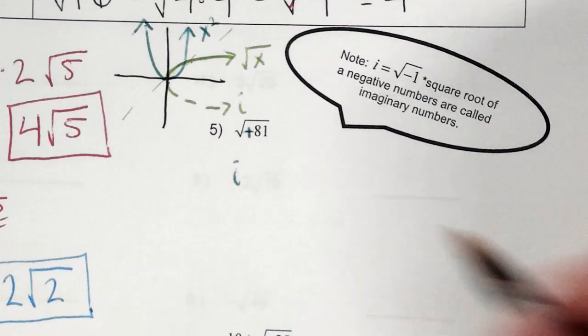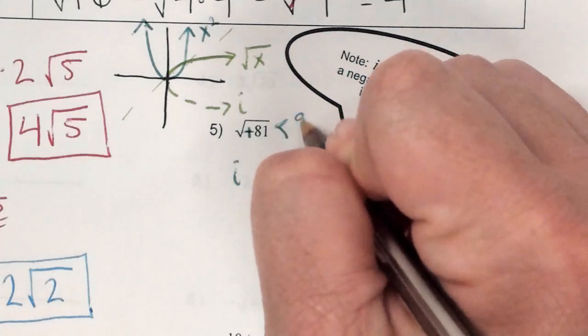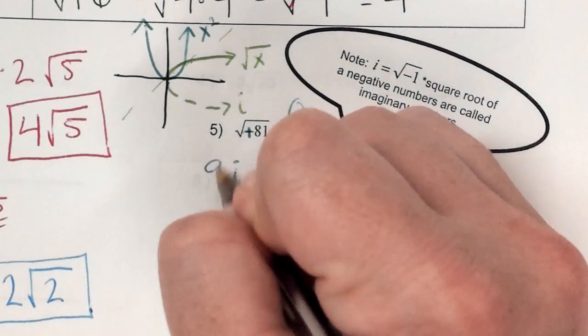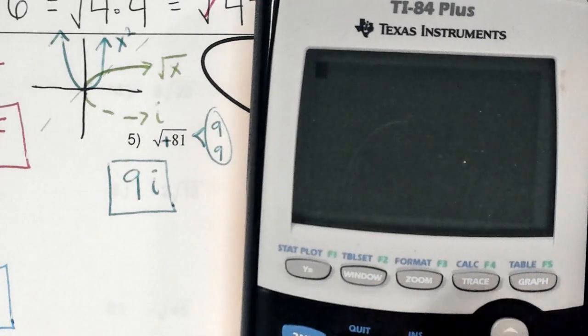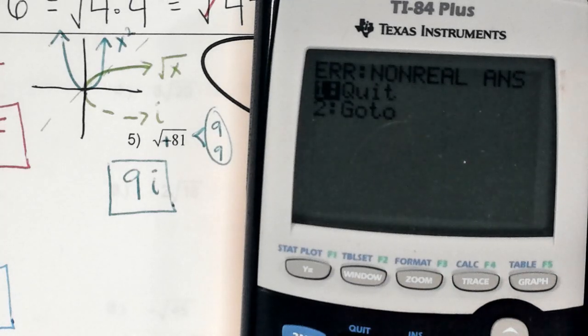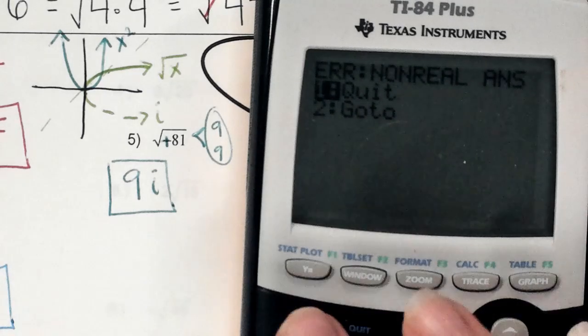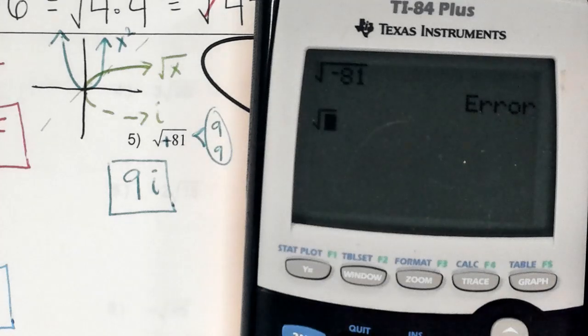Well, what's the square root of 81? It's just 9, so we have 9i. And even if you were to have tried to type this in the calculator, if you try to do the square root of -81, it tells you non-real answer because it's imaginary. Okay, so if you ever get that, it says non-real answer, know that you have to take out an i, and then you can retype it without the negative, and you get 9, so just know that you have to put 9i.